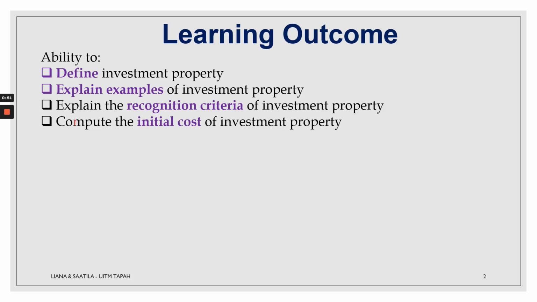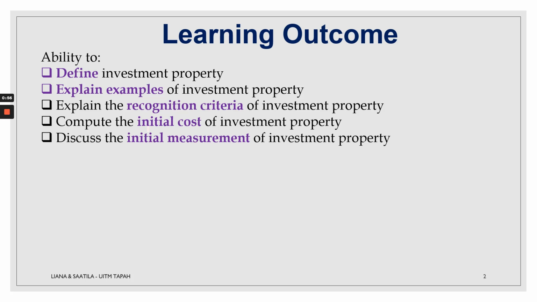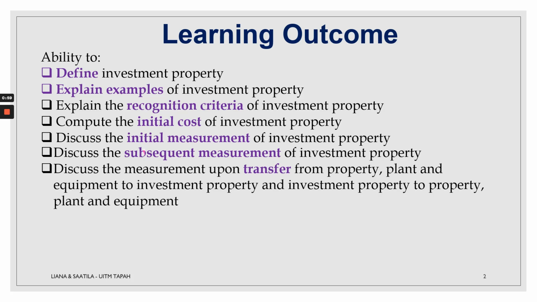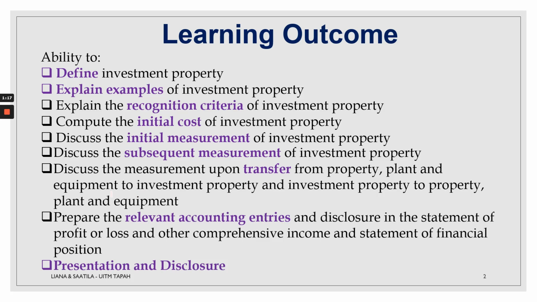You should be able to explain the recognition criteria of investment property, compute the initial cost, discuss the initial measurement of it, discuss the subsequent measurement under investment property, and discuss the measurement upon the transfer from investment property to another asset, let's say to a PPE and vice versa, and also prepare relevant accounting entries and disclosure in the statement of profit or loss and other comprehensive income, and also the impact in the statement of financial position, presentation, and also the disclosure requirement.